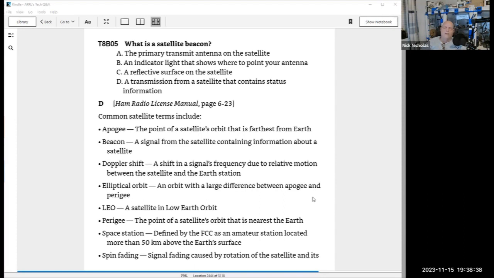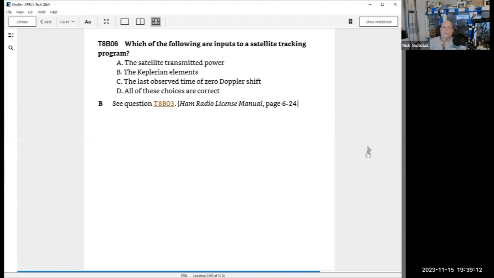FCC's definition of a space station, or operating in space, is an amateur station located more than 50 kilometers above the Earth's surface. And spin fading is a signal fade that's caused by the rotation of the satellite. As it spins, the antennas spin, and so they're not always facing at you. They get slightly attenuated by the spin, so it gets louder and softer because of the spin.